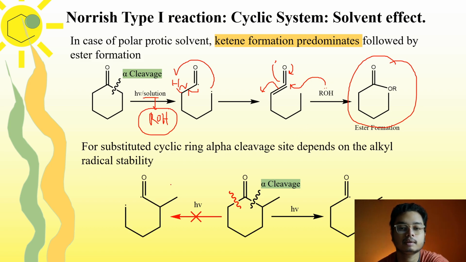Similarly, if we talk about the regioselectivity of this reaction, especially the cyclic one, then obviously the alpha cleavage site depends on the alkyl radical stability, the same concept used in acyclic systems. Like here in this compound, if the alpha cleavage takes place via this black bond, then the resulting alkyl radical is a secondary radical. Whereas if the alpha cleavage takes place via this red bond, then the resulting alkyl radical is a primary radical. And we already know that the secondary radical is much more stable than the primary radical, and that's why the alpha cleavage is regioselective in nature in cyclic rings also.